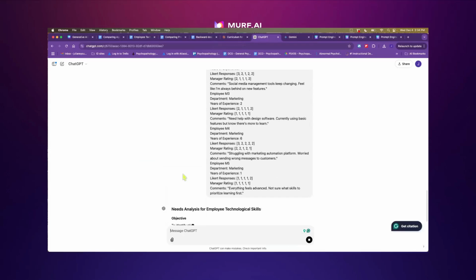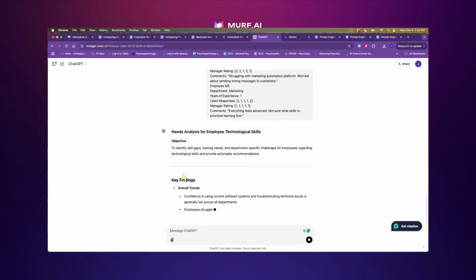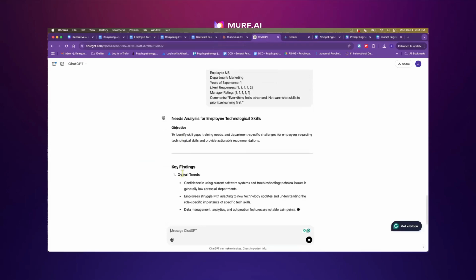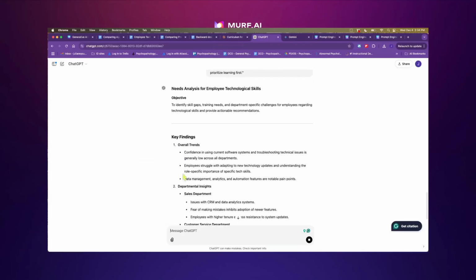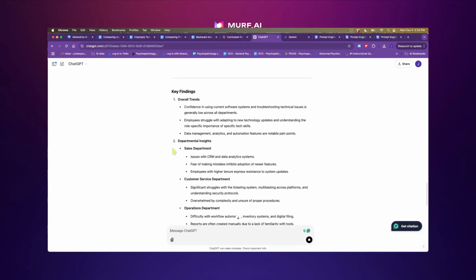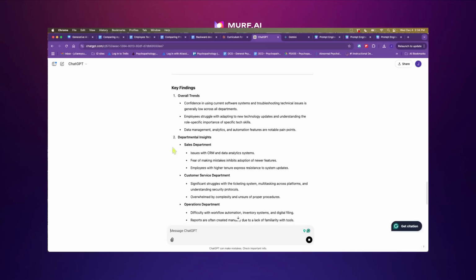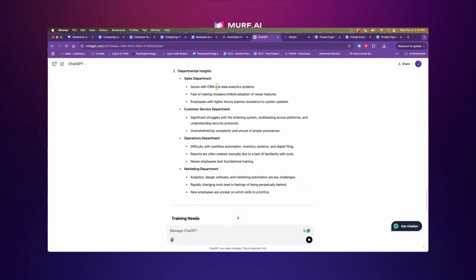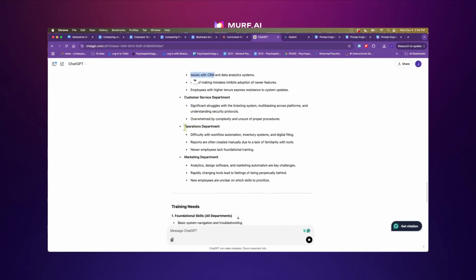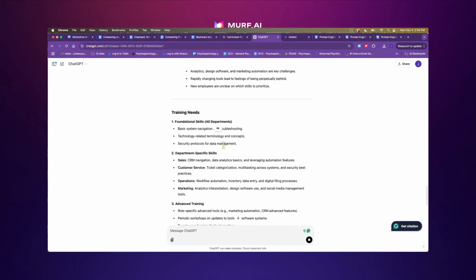Before, I have a PhD in psychology, so data analysis was always a love it or hate it. You had to enter everything into the system and you had to have these complex formulas. And that's really good still if you're trying to do a specific type of data analysis. For these types of scenarios, this is awesome. It's already telling me what my overall trends are, what they see in each department. So in the sales department, we've got issues with the CRM. In our operations department, they have workflow automation issues. And so I can break down training by department and by what skills.